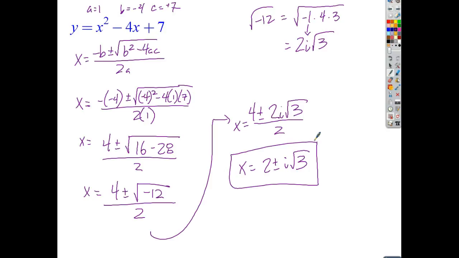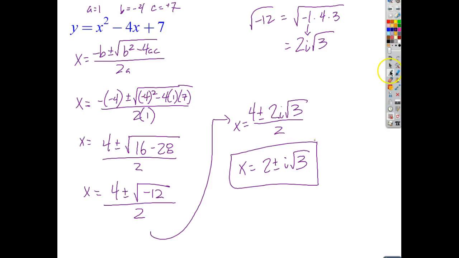But that's not a real number. That's an imaginary number, a complex number with an imaginary part. That's not going to work. In fact, if I were to try to graph this, what would that look like? So let's go ahead and find the vertex. Why don't you find the vertex now?